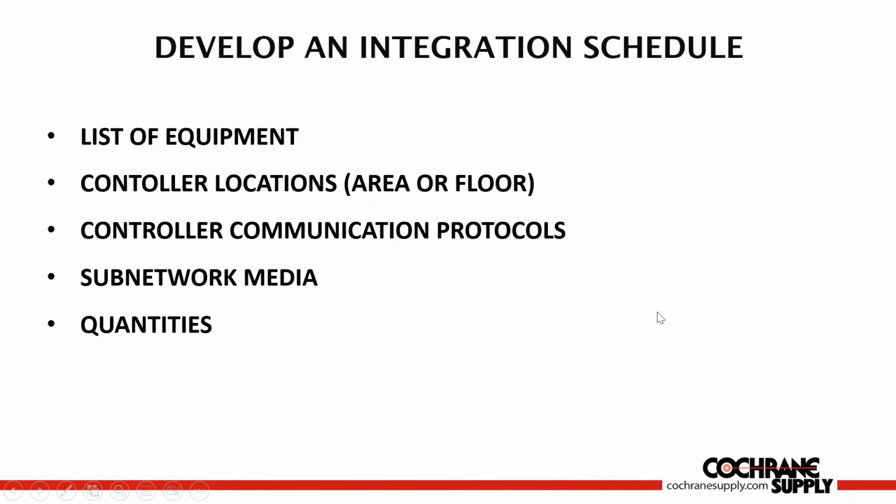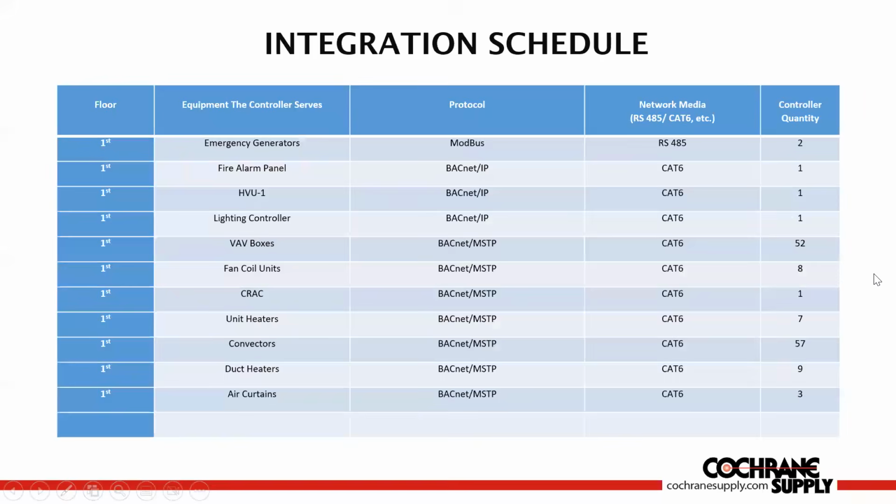So I would start off really quick with what I like to call an integration schedule, right? And for every floor, this is a 5-floor building. I'm just going to run through the first floor real quick. Every floor, you're going to list the equipment. You're going to show the controller locations, the communication protocol, like I said, the subnetwork media, and the quantities. And this is what it would look like.